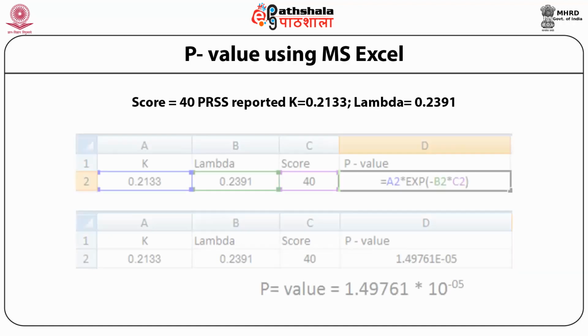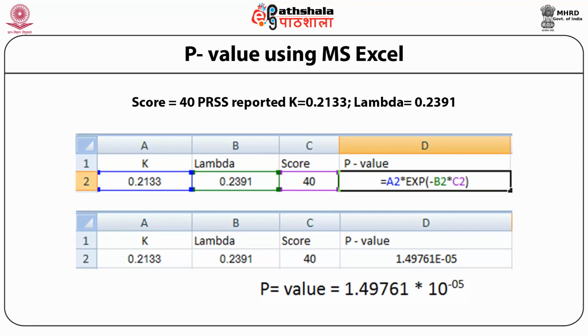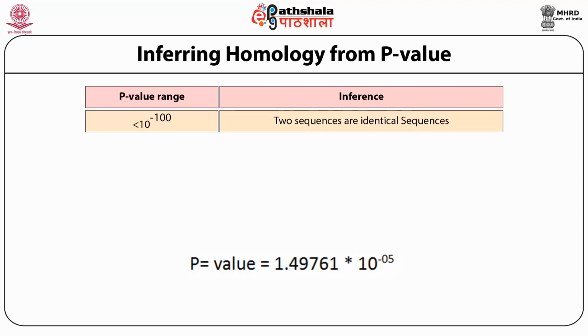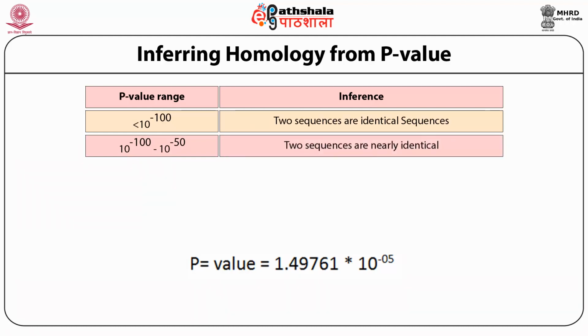Now press enter. The resulting p-value is displayed in cell D2, which is approximately 10 raised to the power minus 5. To infer homology from the p-value, use this table. When the p-value is less than 10 raised to the power minus 100, then the two sequences are exactly identical. When the p-value is between 10 raised to the power minus 100 and 10 raised to the power minus 50, then the two sequences are nearly identical.